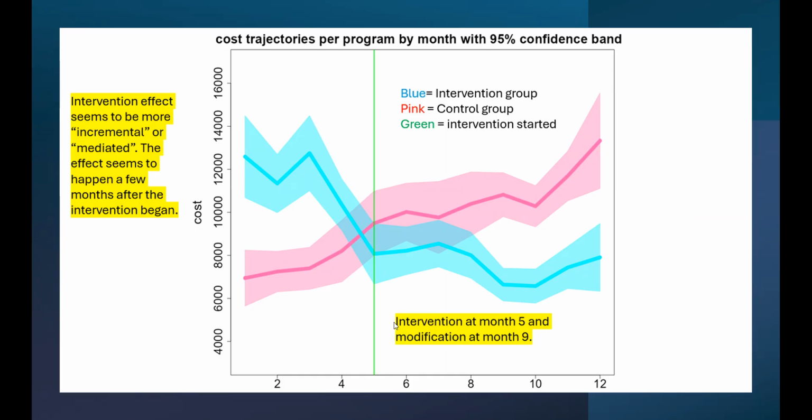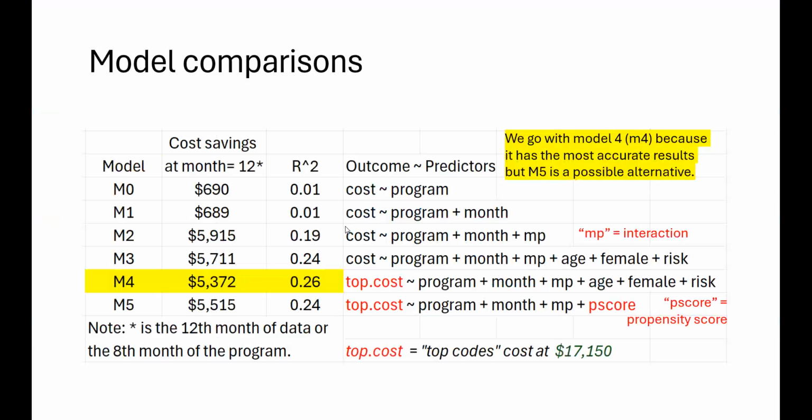Okay, so here's our actual data. There's an intervention effect that seems to be more incremental or mediated. The effect seems to happen a few months after the intervention began. Our blue line is the intervention group, our pink line is our control group, and that vertical green line represents when the intervention started. It started at 5 months and was modified. You can think of it as an intervention plus at the 9th month. So we do definitely see signs of an interaction, so we want to allow for that in our analysis and create an interaction term.